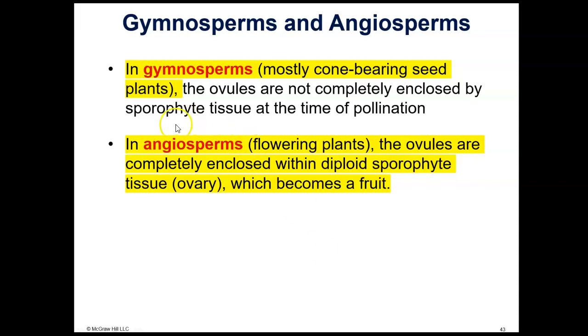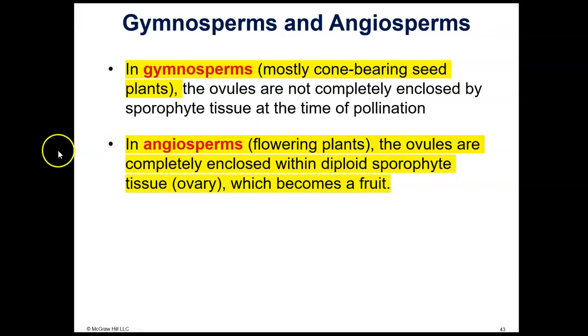The two groups of seed plants are gymnosperms and angiosperms, and gymno means naked, sperm means seed, so the gymnosperms produce seeds that are not enclosed by a fruit. That's what is meant by naked seed. Mostly the plants within the phylum Gymnosperm produce cones. They don't all, but most of them do.